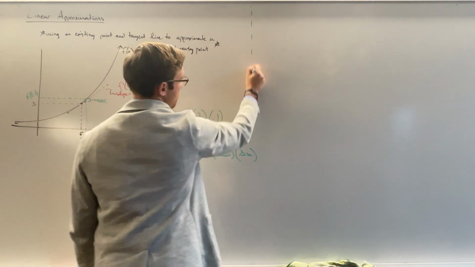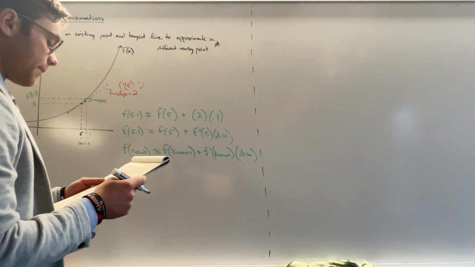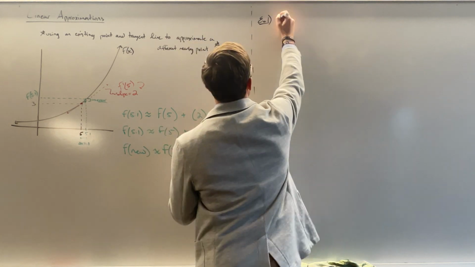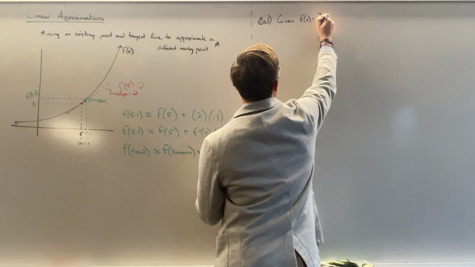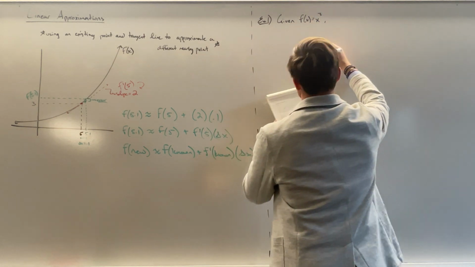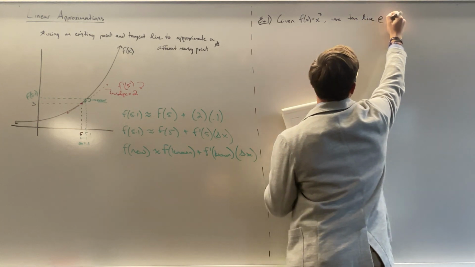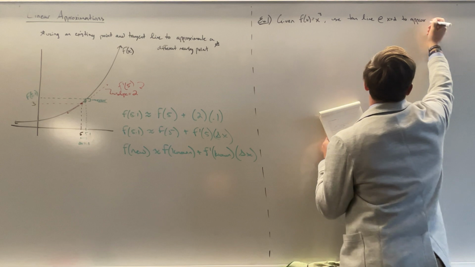All right, so let's look at an example here. Example 1. Say we are given f of x equals x cubed. Use the tangent line at x equals 2 to approximate the value.